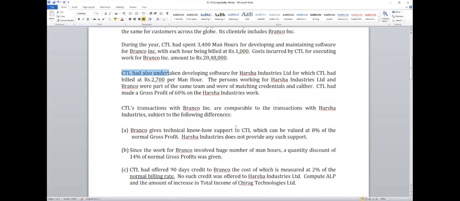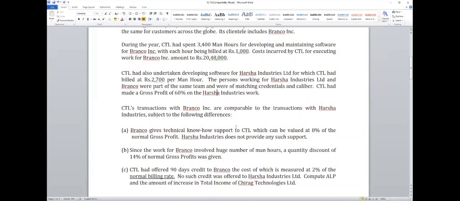CTL had also undertaken developing software for Harsha Industries Limited, for which CTL had billed 2,700 rupees per man hour. Here how much have you billed? 1,000. But here how much do you bill? 2,700. The doubt will come there, right? Why such a difference? The persons working for Harsha Industries Limited and Branco were part of the same team and were of matching credentials and caliber. We worked with the same people, that's all.